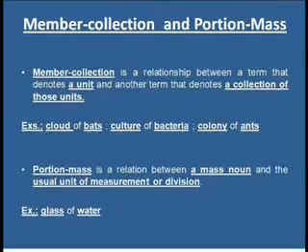Now I'm going to explain member-collection and portion-mass. Member-collection is a relationship between a term that denotes a unit and another term that denotes a collection of those units. For example, cloud of bats, culture of bacteria, colony of ants. And portion-mass is a relation between a mass noun and the usual unit of measurement or division. For example, glass of water.